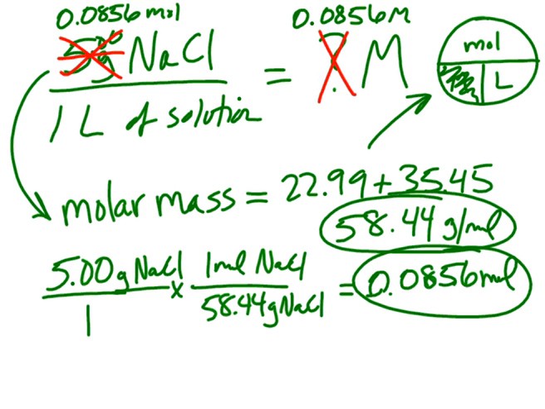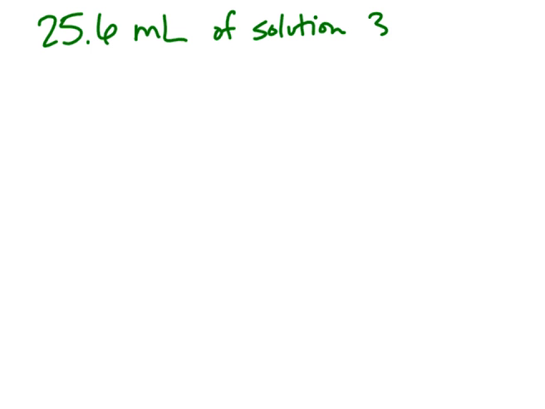I'll give you another example. Say I had 25.6 milliliters. Keep milliliters, it's important, because we'll get back to the equation, but it's not liters. We've got to make sure we do some conversions here. So 25.6 milliliters of solution contains 6.4 grams of sodium chloride. We'll stick with sodium chloride since we already have the molar mass for that.